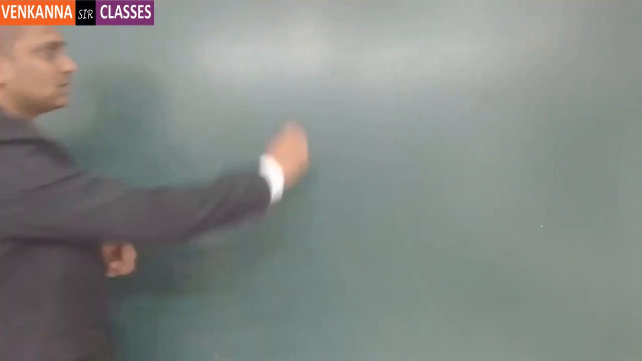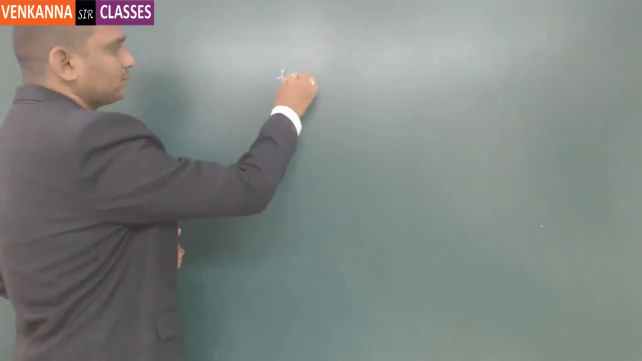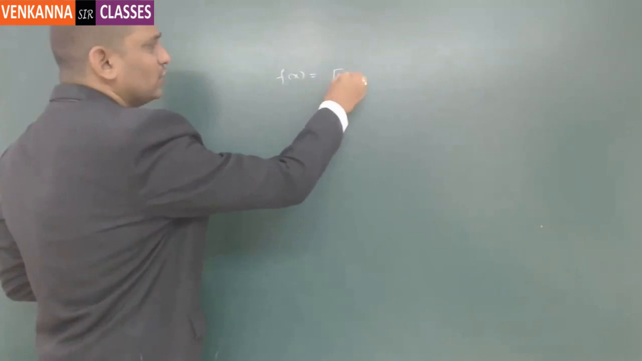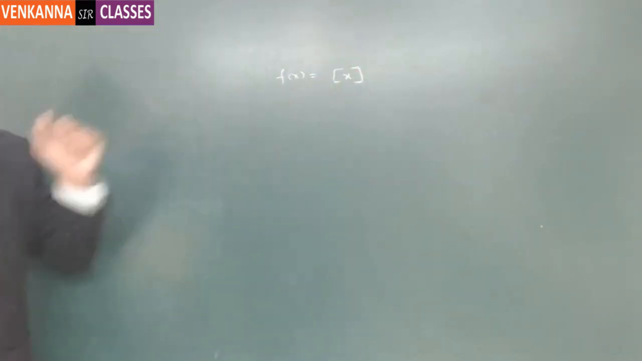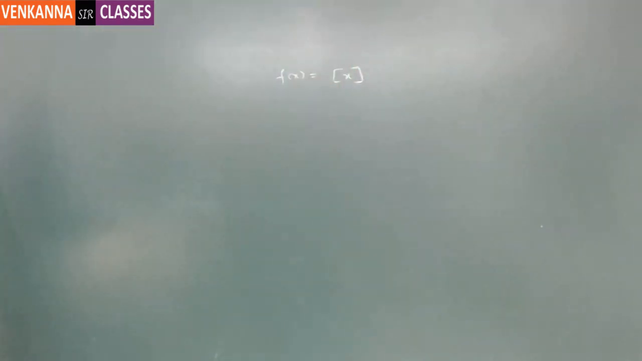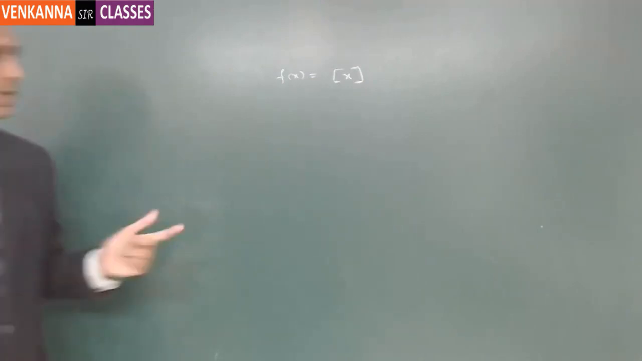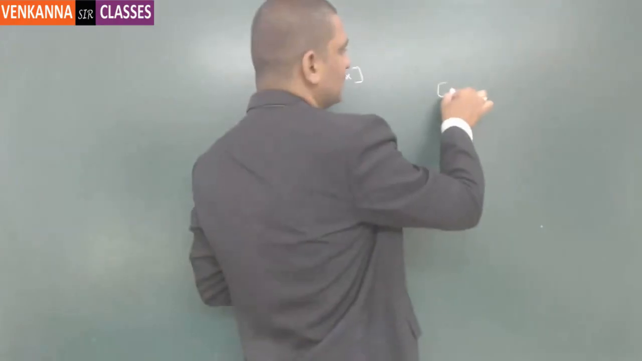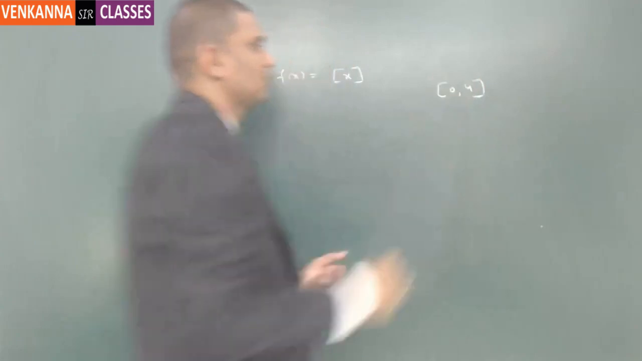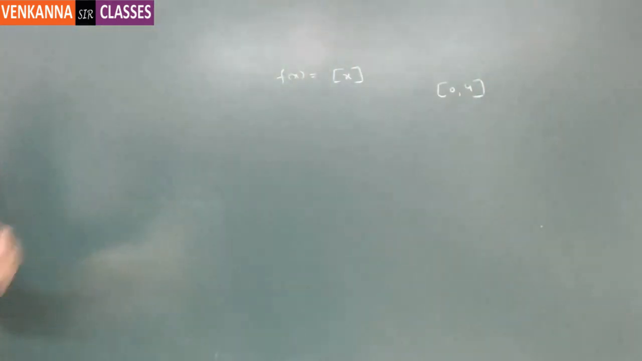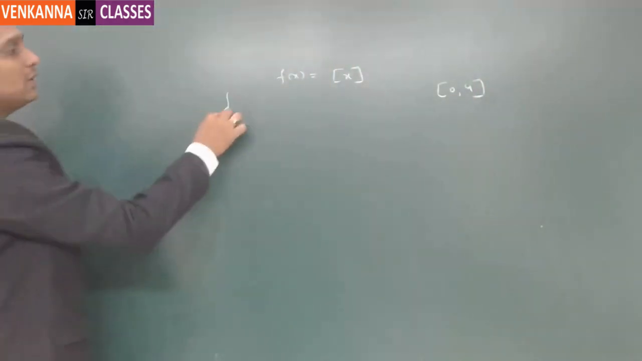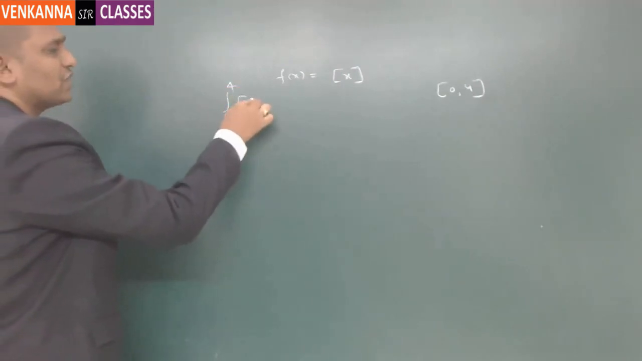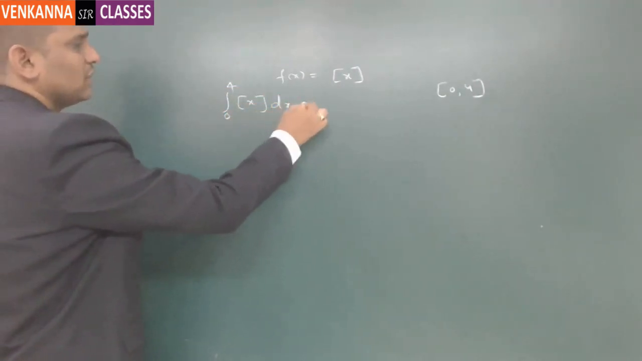The other part I want to take is, suppose you take f of x is equal to the step function of x, the integer part of x, on the interval 0, 4. And you are going to find the value of the integral from 0 to 4 of the step function of x dx. What will it be?